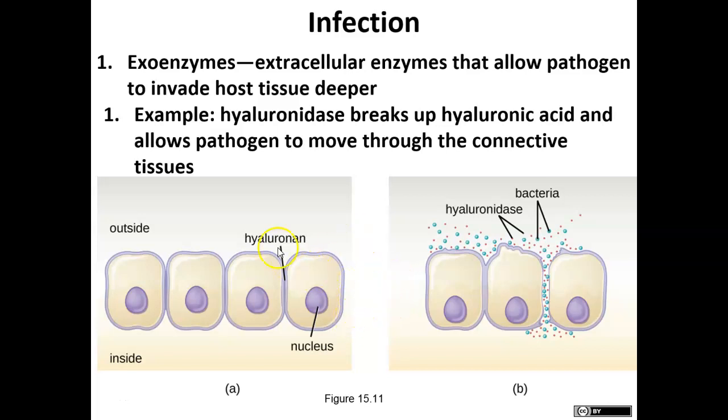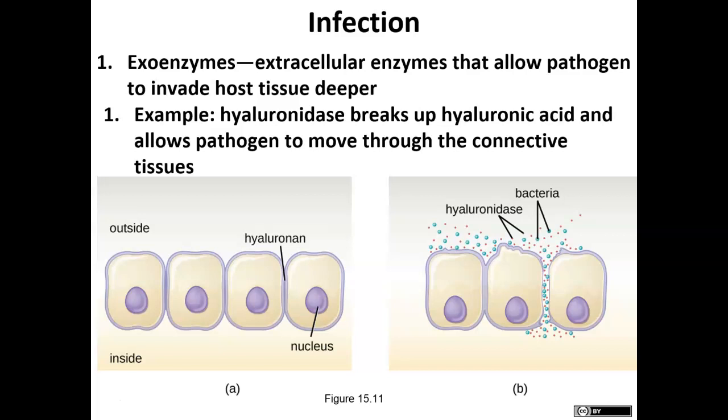Welcome back. So we're going to get right into these different enzymes and toxins that can cause damage to the host. An exoenzyme is an extracellular enzyme that allows pathogens to invade tissue deeper. So you've already invaded the host, but now you're trying to get further in. Maybe you want to get through the cells and into the blood.